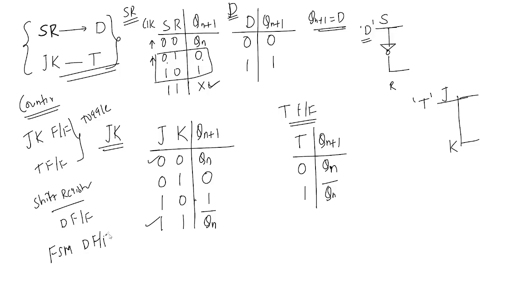Okay, there are excitation tables. In the D flip flop, the D input is equal to the next state only. So if you know the next state, you can write the D inputs for the excitation table. So these are the truth tables for the SR flip-flop, D flip-flop, JK flip-flop and T flip-flop.